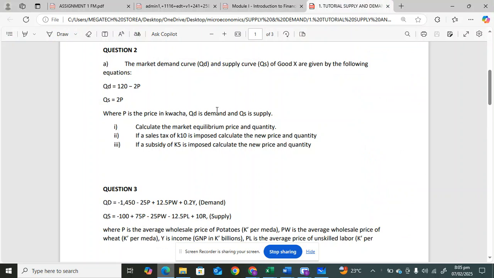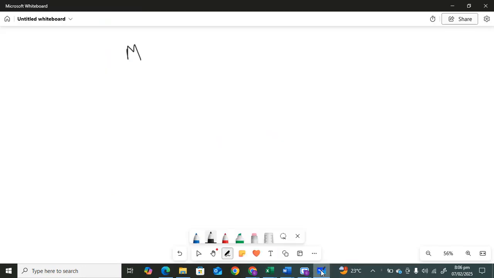Okay, so we're still looking at question two, the third part of it. We've got our demand function and we've got our supply function. Remember, a function just shows the relationship between two variables. So the demand function shows the relationship between demand and price. The supply function shows the relationship between quantity supplied and price.